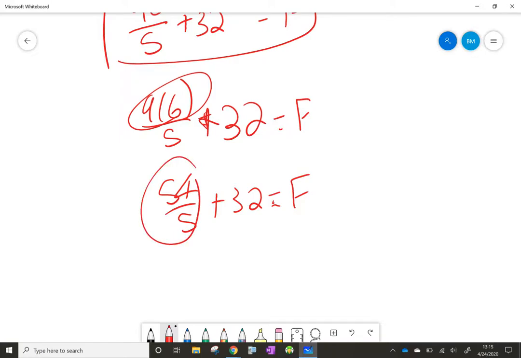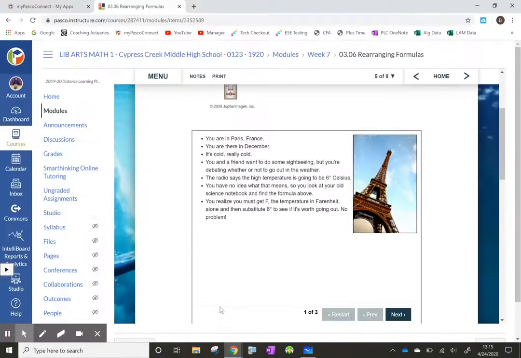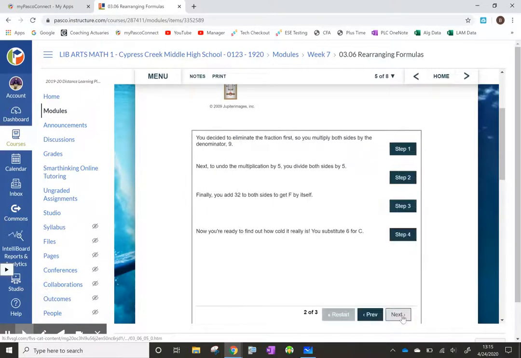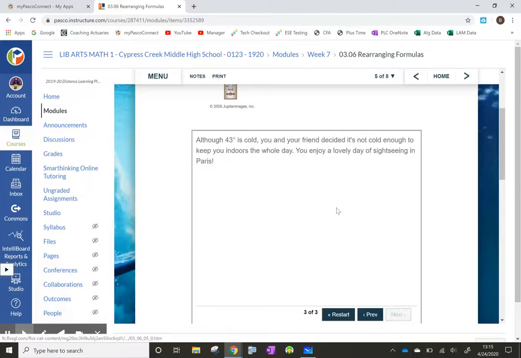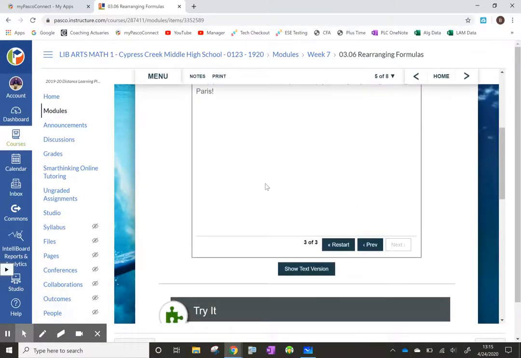So we'll just round and we'll just say it's really like 10.8, but let's just say it's 11 just for the sake of rounding. So 11 plus 32 equals f, and 11 plus 32 is 43. So it's about 43 degrees Fahrenheit. Again, that's a rounded number, but it would be about that. And you can see that's what they've done when they worked it out here. They do all the steps, they kind of write it all out rather than working it out like I did, but they get the same thing, right?